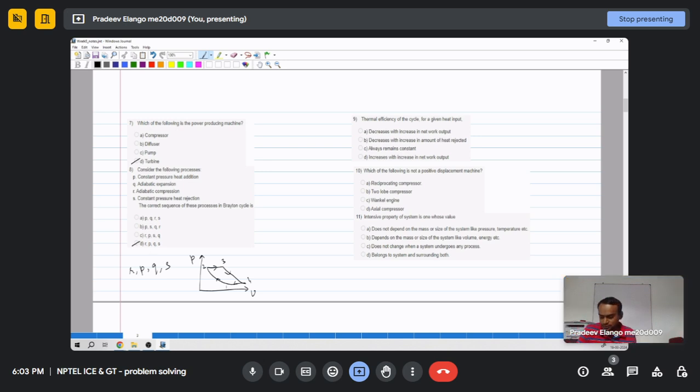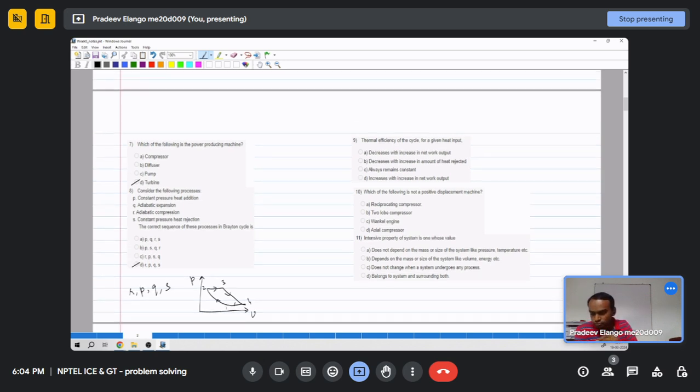Thermal efficiency of the cycle for a given heat input: decreases with increase in net work output, decreases with increase in amount of heat rejected, always remains constant, increases with increasing net work output. Option D, increases with increase in net work output.